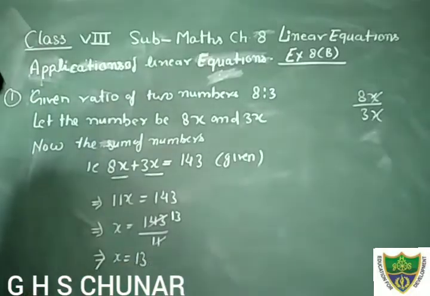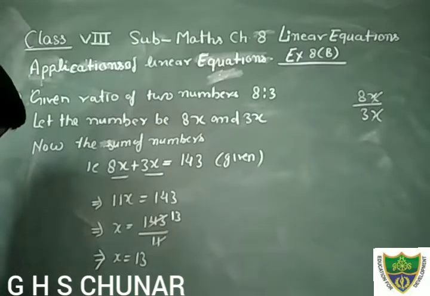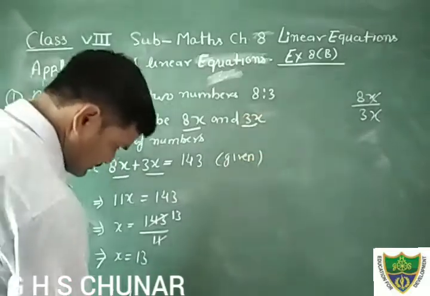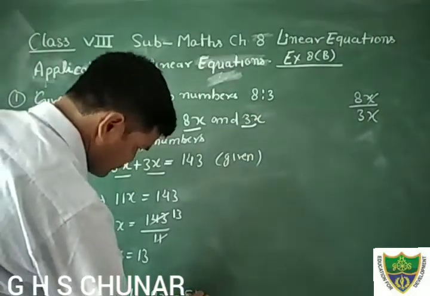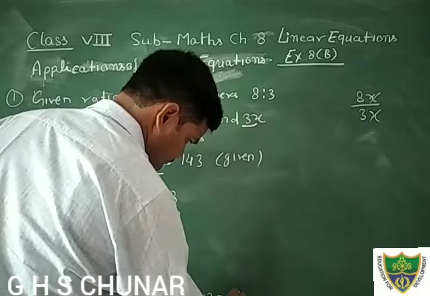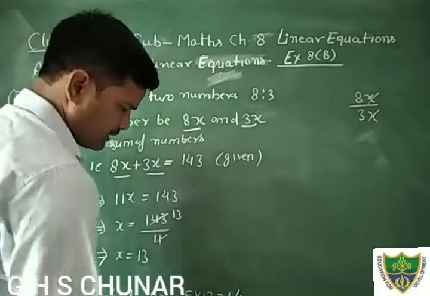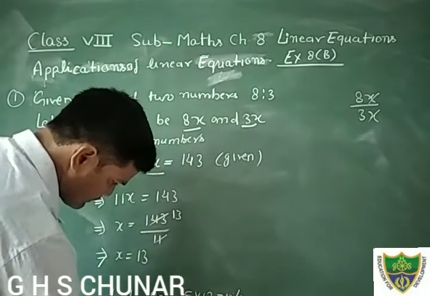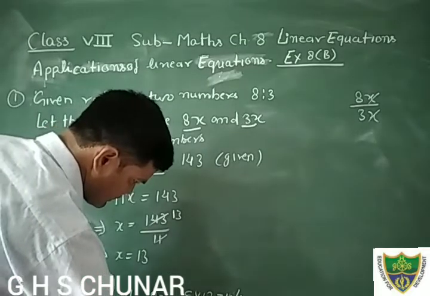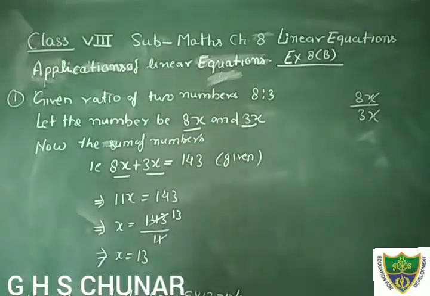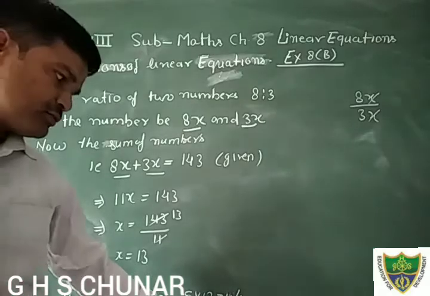Hence, the numbers are 8x and 3x. 8x, that is 8 into 13, is 104, and 3x, that is 3 into 13, is 39, and their sum is 143. You can check that the sum of these two numbers is 143.